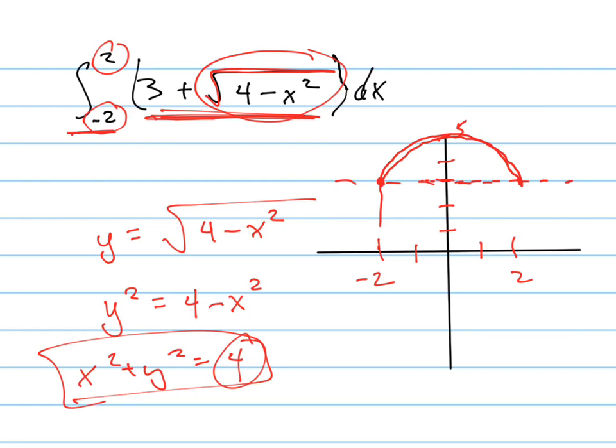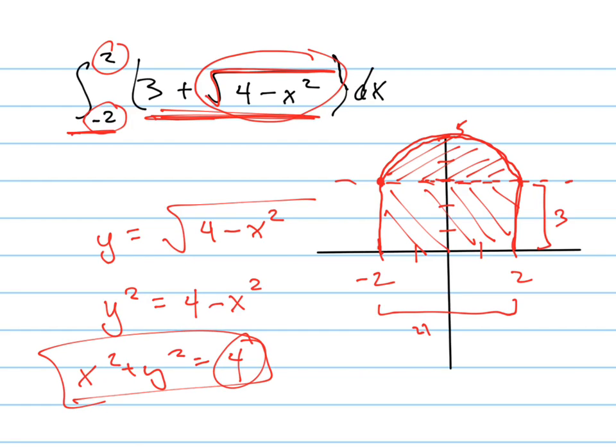So there's your semicircle, but it's really this whole thing that I have to find the area of. So it's not only a semicircle, but it's also the rectangle here. So that's just 4 times 3. This distance is 4, and this distance here is 3. So that's 12. So the area of this is 12 square units.